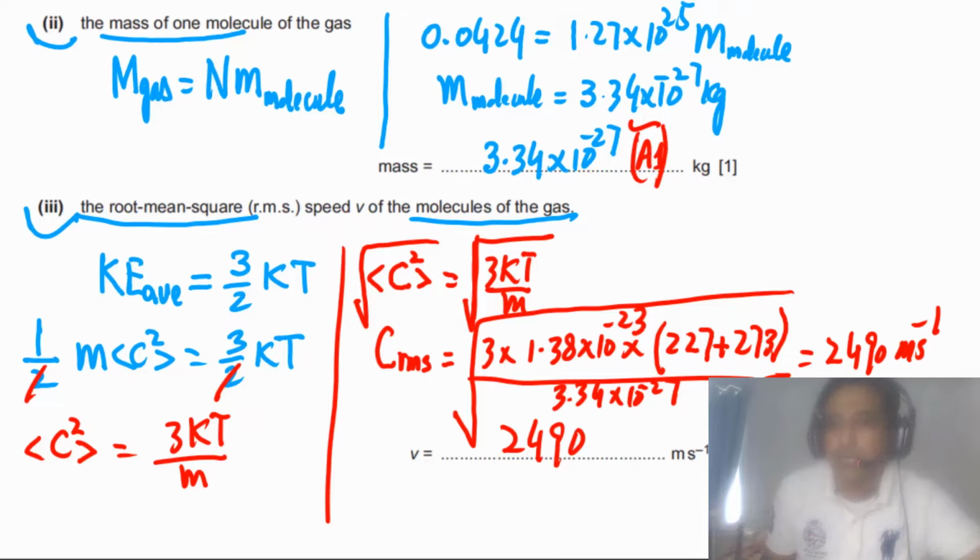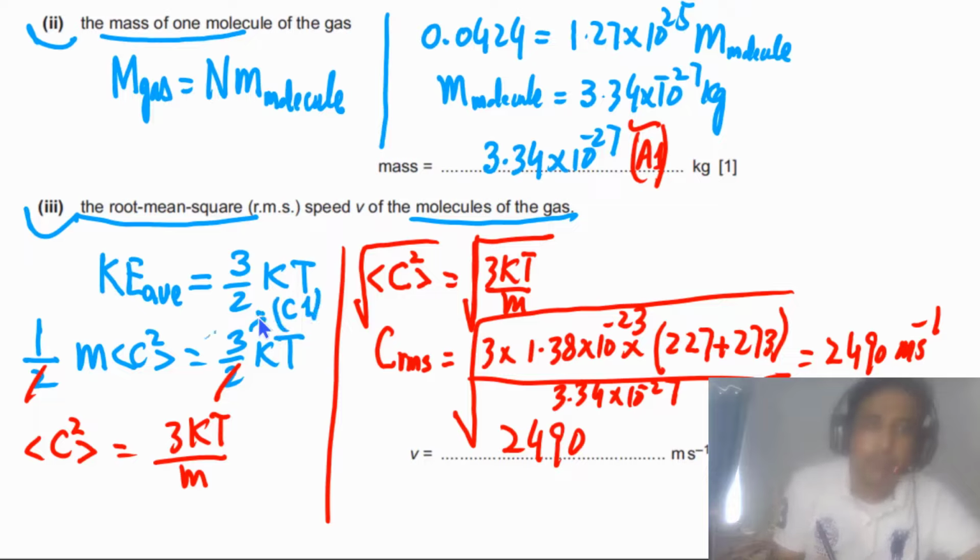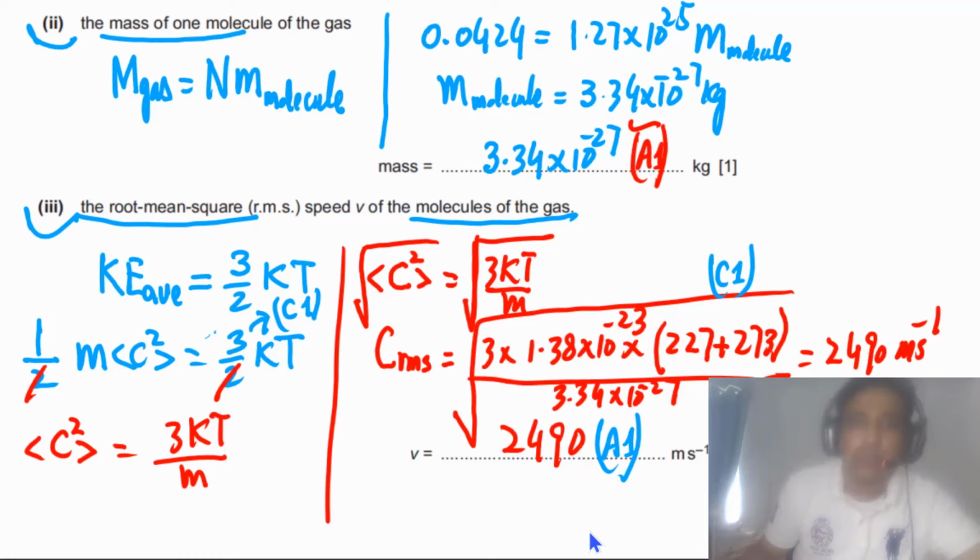This question has 3 marks. The first mark you will get if you have written this formula, you will get 1 C mark. And the second mark you will get if you have plugged in these values, you will get the second C mark, and you will get the final A mark if you have got the right answer. We can also approach this using a different formula, but this one is quite straightforward.